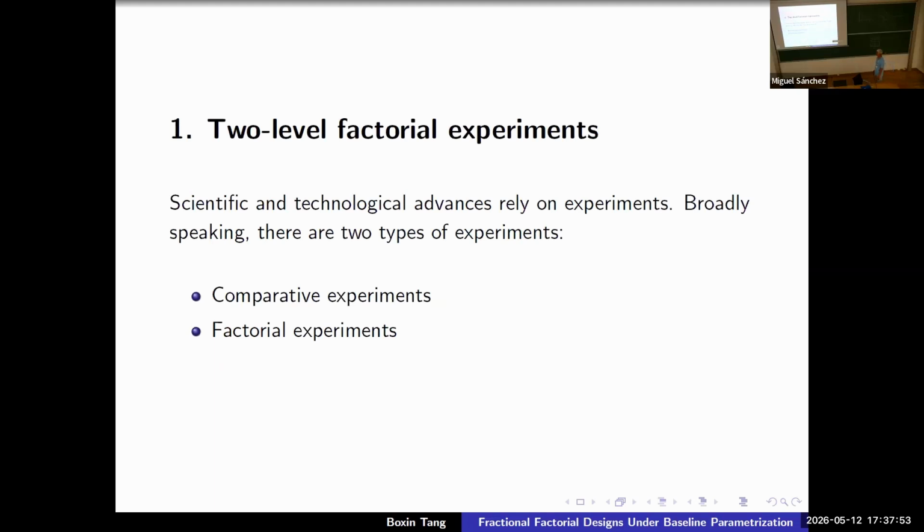Two-level factorial experiments. In scientific technology investigation, we need to collect data. We rely on experiments. Broadly speaking, there are two types of experiments. One type is comparative experiments, where you want to compare several treatments. And the other type is factorial experiments, in which what we want is to study the effects of several factors on the response variable.